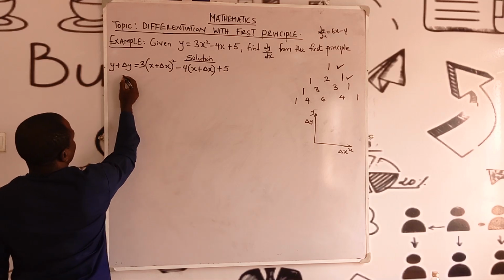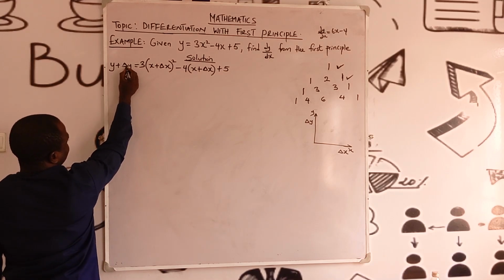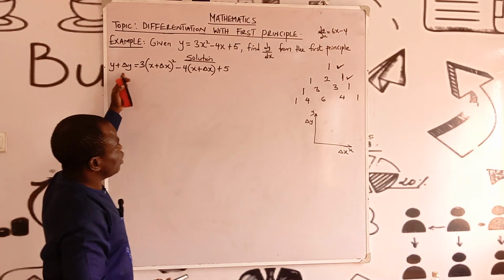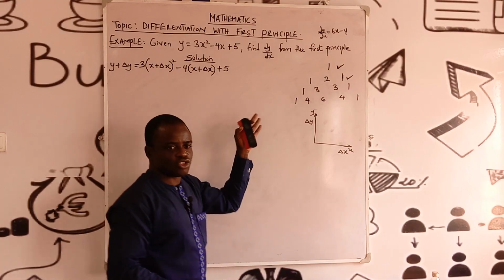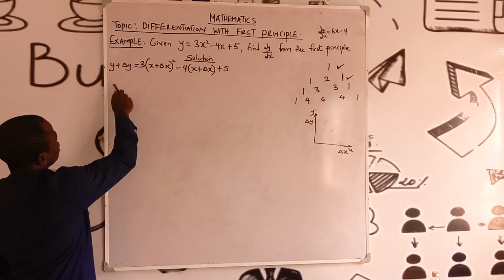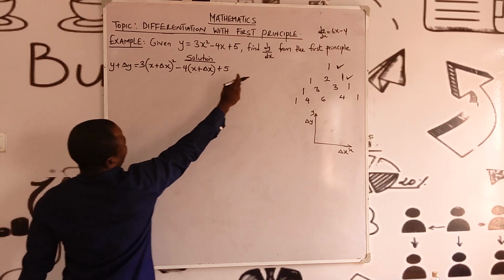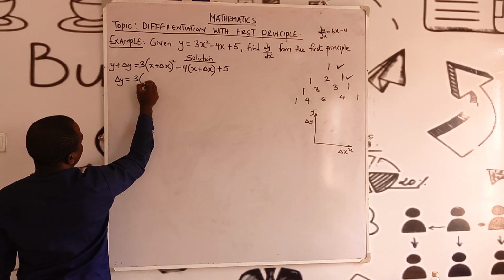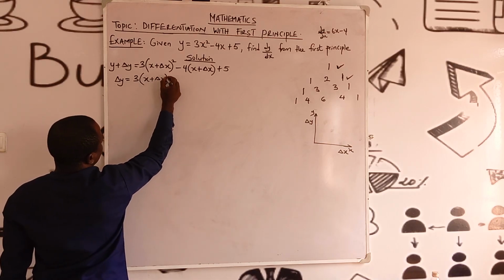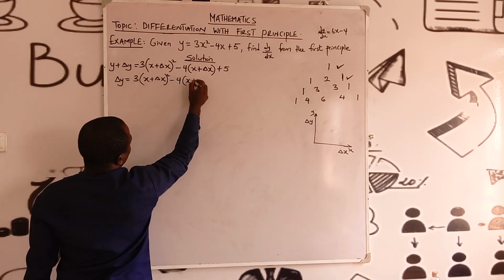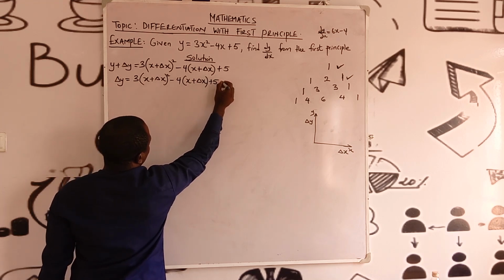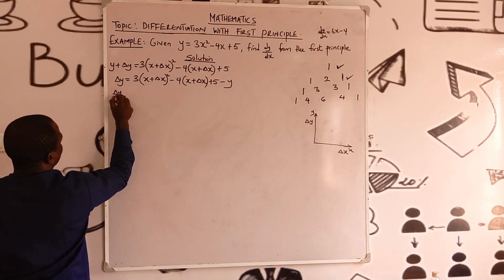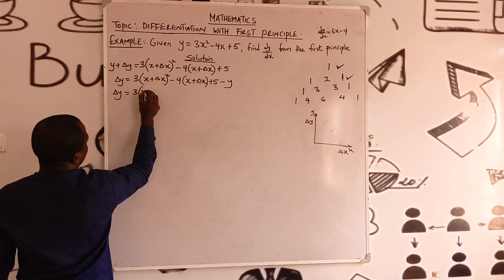Okay, now can you see I'm using delta y because we are starting with a change. But when we get to a point, we are going to change to dy over dx when dx tends to 0. But we have not gotten to that point. Take y to the other side, but we're looking for dy over dx. Now change in y equals 3 into x plus dx squared minus 4 into x plus dx plus 5 minus y. When y crosses the equals sign, it changes to negative. Delta y equals 3 into x.